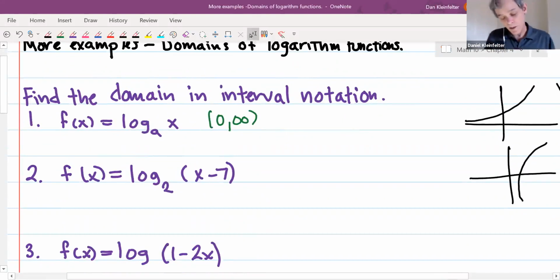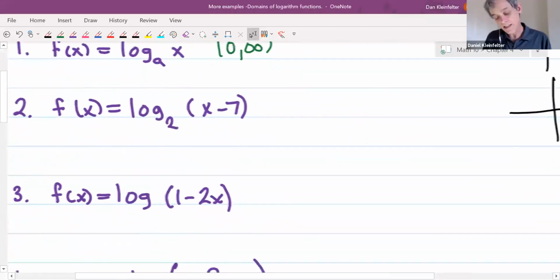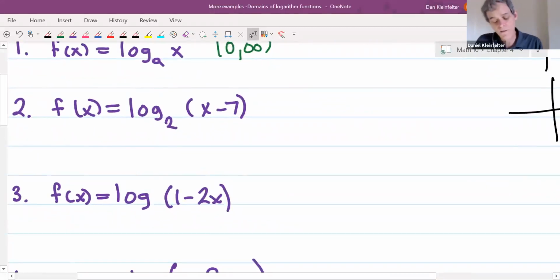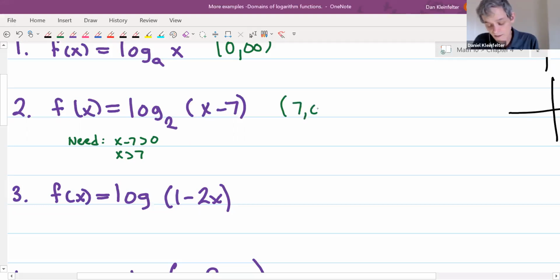For the next one, number 2, f of x is the base 2 logarithm of x minus 7. So what goes into the log has to be positive. So what we need is x minus 7 to be greater than 0. So then x has to be greater than 7, actually. So then our domain in interval notation will be 7 to infinity.